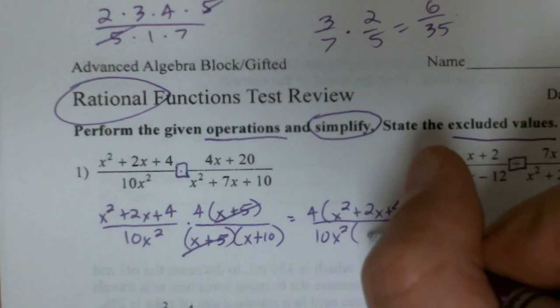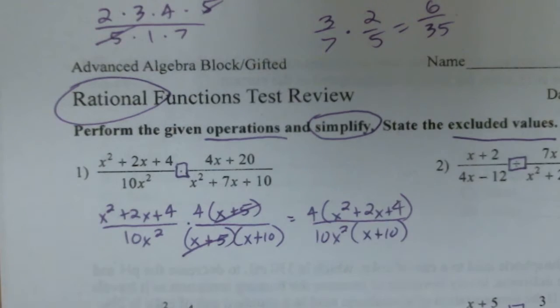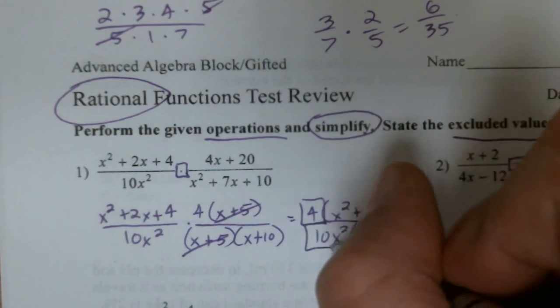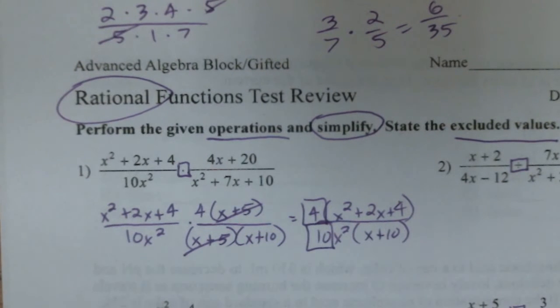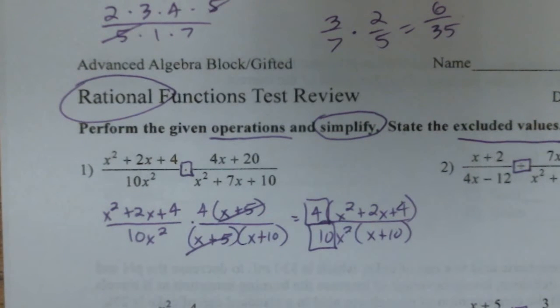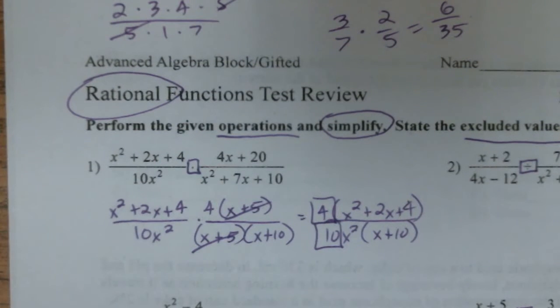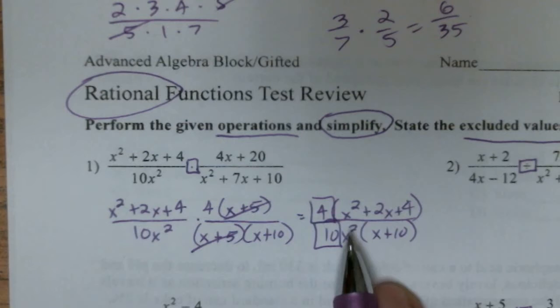10x squared times x plus 10. But you'll notice here that I have a 4 over a 10. Can I simplify that? Okay, stop and take a few seconds and ask yourself, can I simplify that? And the answer is yes, because I'm multiplying all this stuff together.